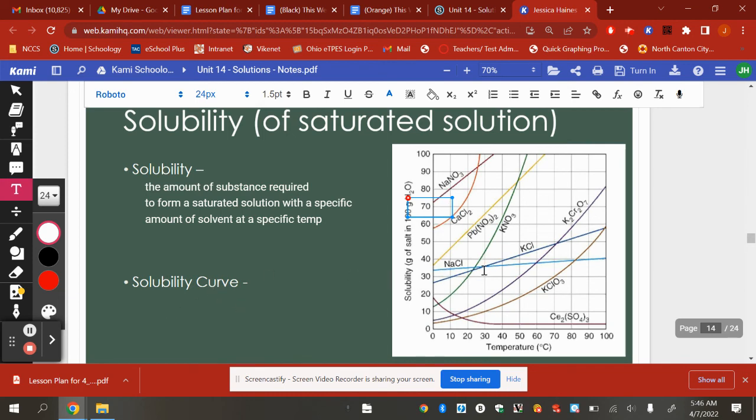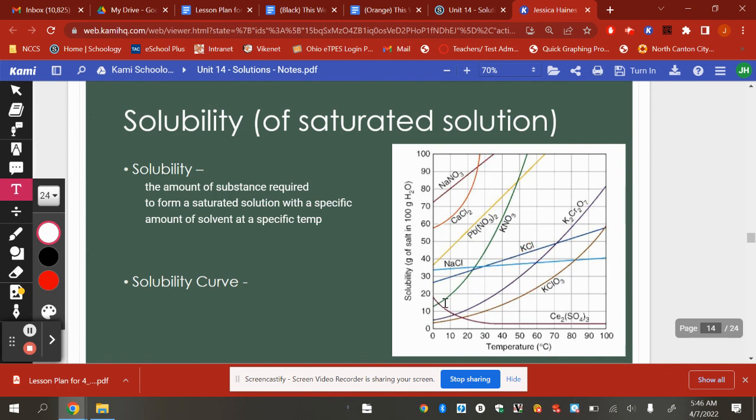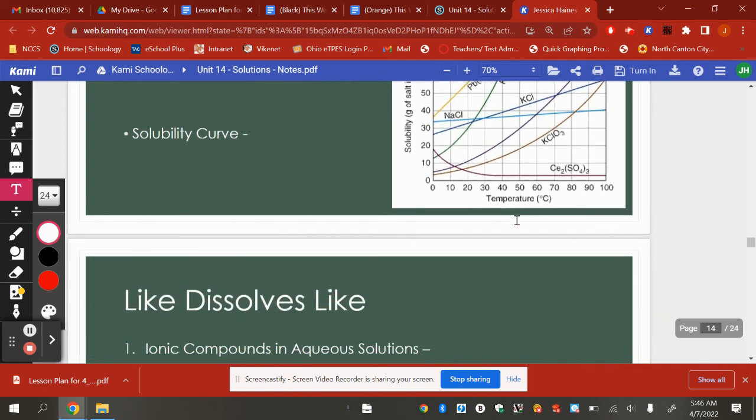Solubility curves are these. Now, this solubility curve shows us that almost all substances, as temperature increases, the solubility increases. Some by a whole bunch, some by not so much. There are a couple of substances, though, this specifically being one of them, Ce2(SO4)3, that decreases solubility as temperature increases. So we can look at this chart and interpret a lot of things from this.